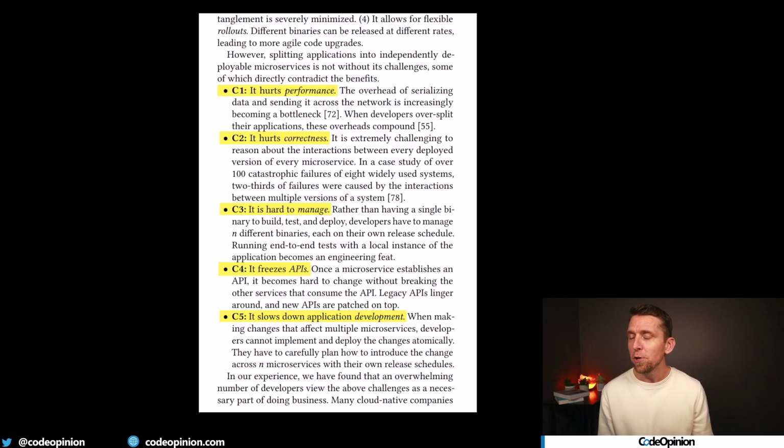C3 says it's hard to manage because you have different release schedules. It's hard to test because you have all these different services, so running end-to-end tests of some workflow with all these different services locally would be a real pain in the butt. It freezes APIs, like I was mentioning with versioning, because you don't want to make breaking changes. So then you end up making changes for legacy, adding stuff on top. Yes, these are things you're going to have to deal with. But it all comes down to the fact that you have coupling between services.